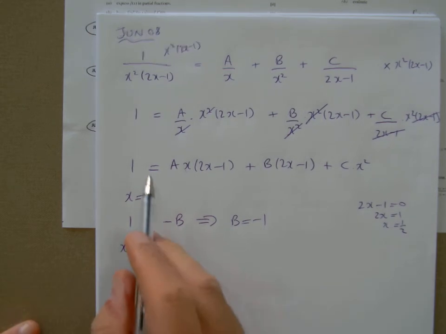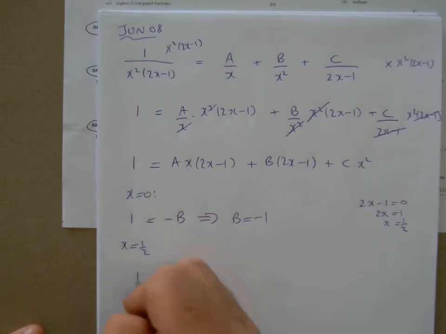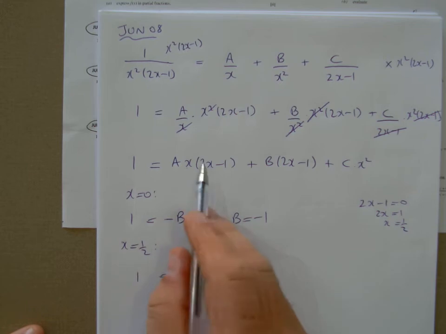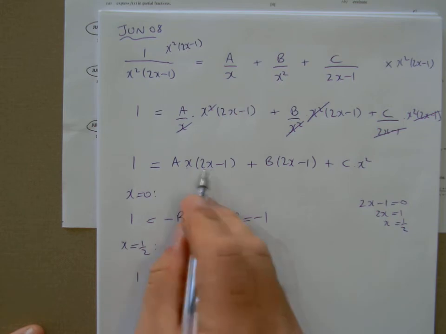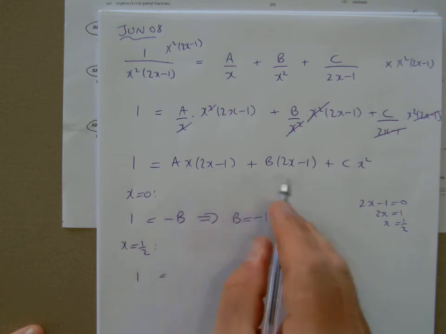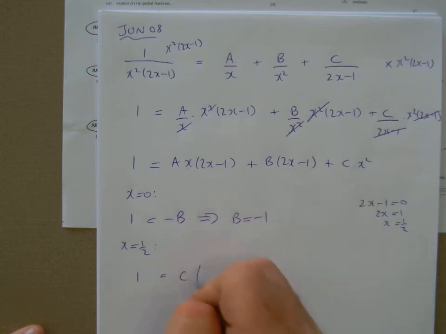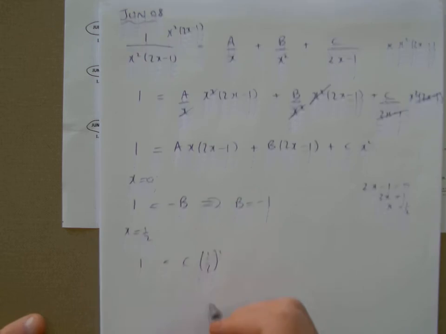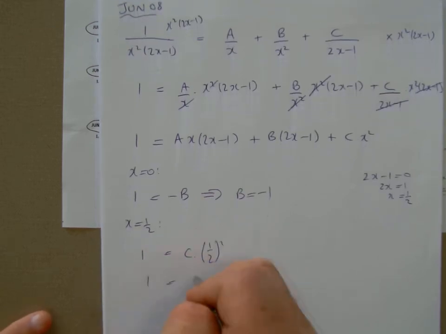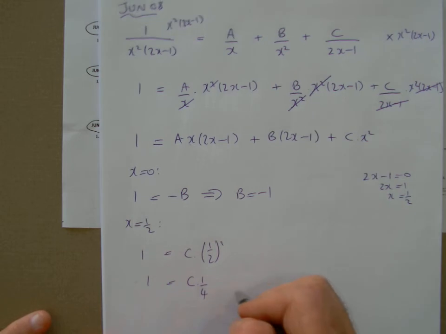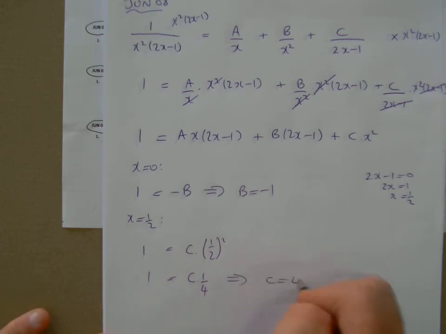So if I set x to equal a half, I'll have 1 this side. Put half in there, and that will go. Put half in there, that will go. Put half in there, you'll have half squared. So that means 1 will equal c times a quarter. So take the 4 up, that means c is going to equal 4. Okay, 1 times 4.